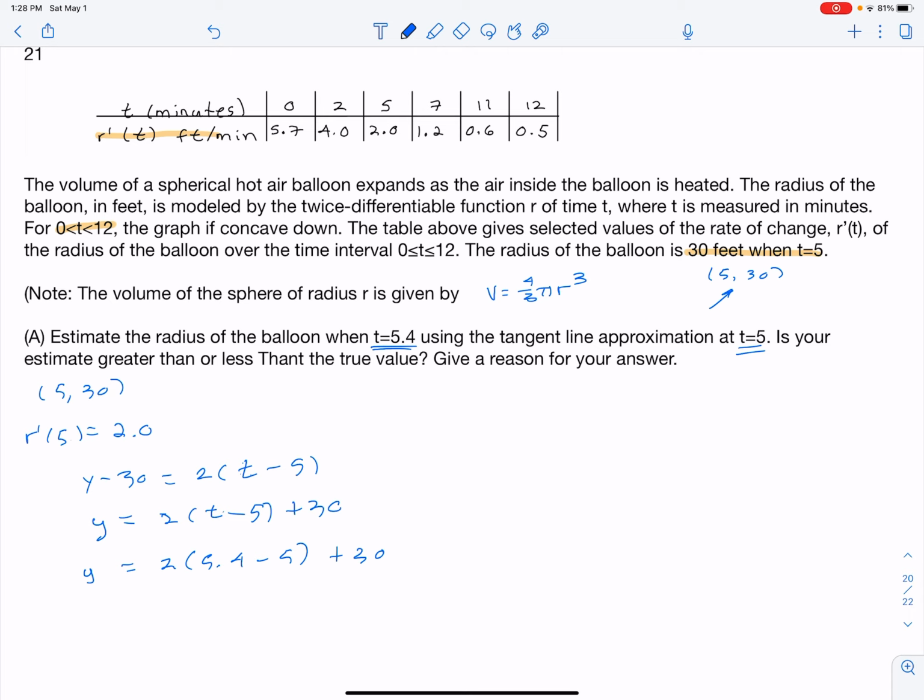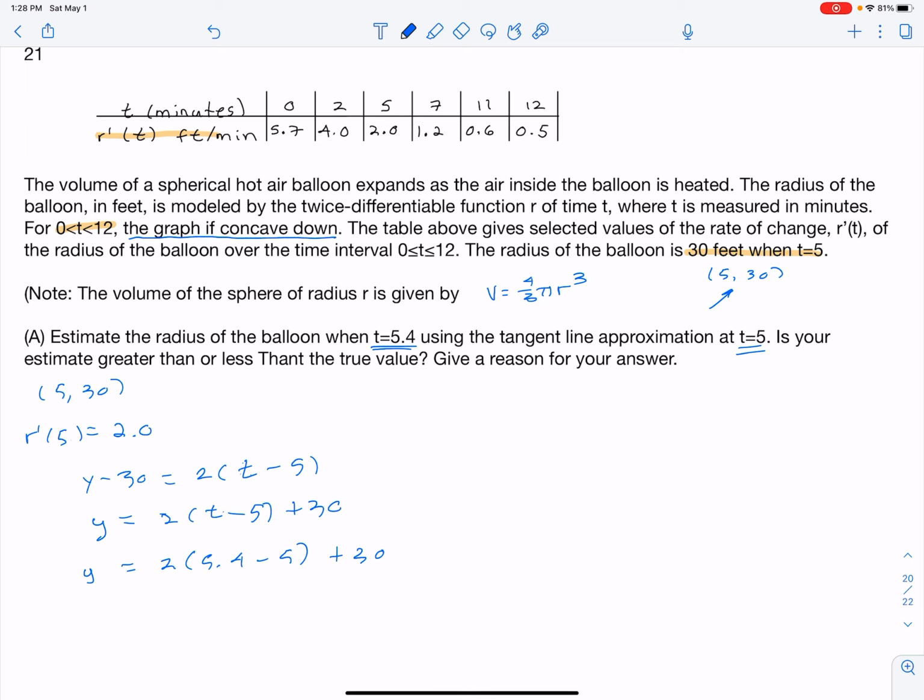Did they ask us to use units? Nope. But they did ask, is your estimate greater or less than the actual value? Here's how we answer this question. It comes down to the fact that they told us our position function, the graph of r, is concave down.